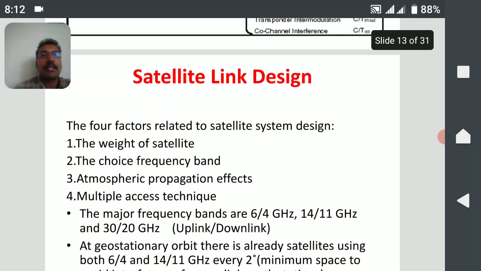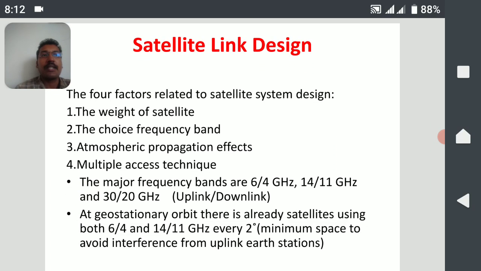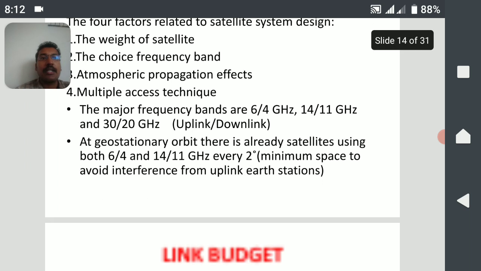The four factors related to satellite system design are the weight of the satellite, the choice of frequency bands, atmospheric propagation effects, and multiple access techniques. The major frequency bands are 6 by 4 GHz, 14 by 11 GHz and 30 by 20 GHz. The 30 is uplink and 20 is for downlink frequencies. In geostationary orbit, there are already satellites using both 6 by 4 and 14 by 11 GHz every 2 degrees. The 2 degrees is the minimum spacing to avoid interference from uplink earth stations.